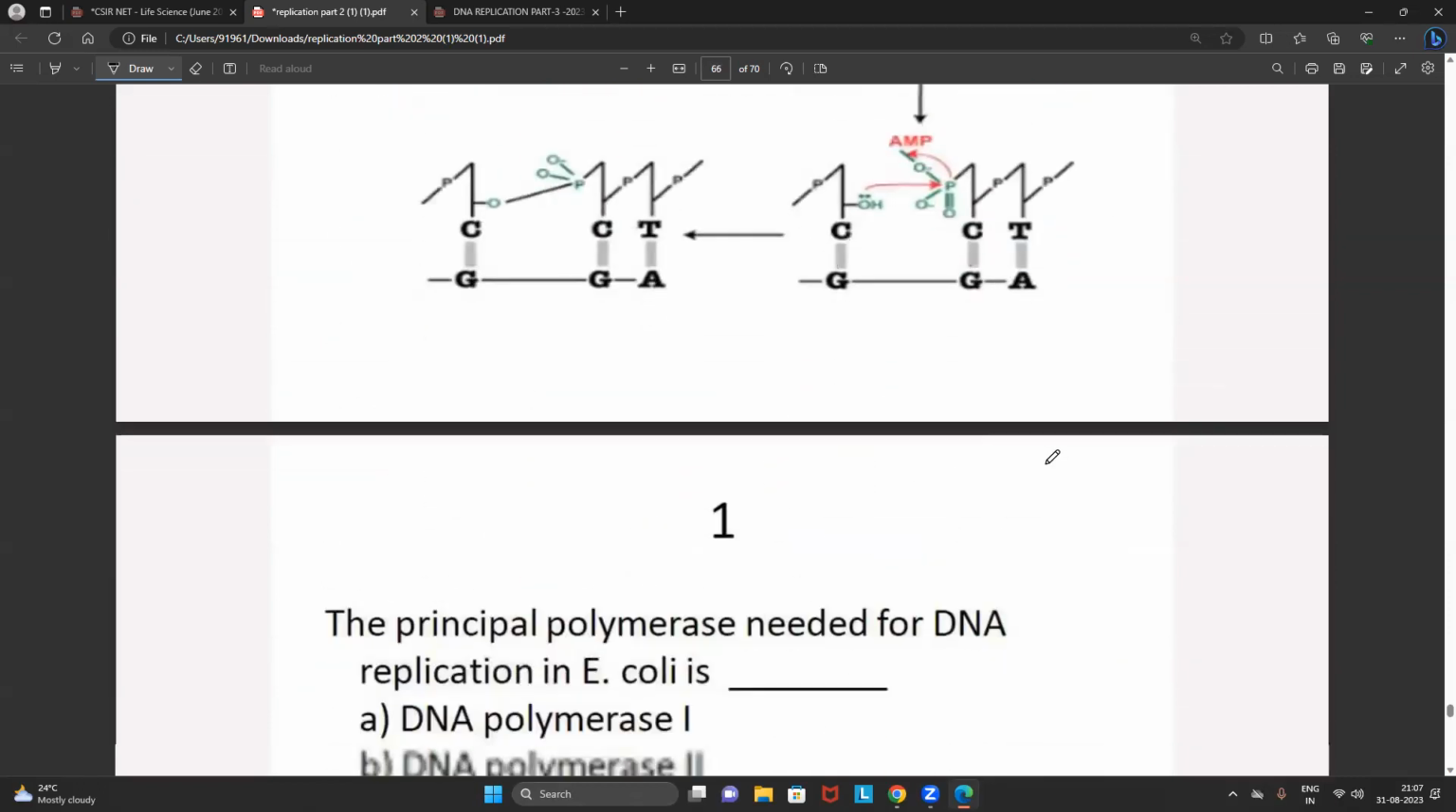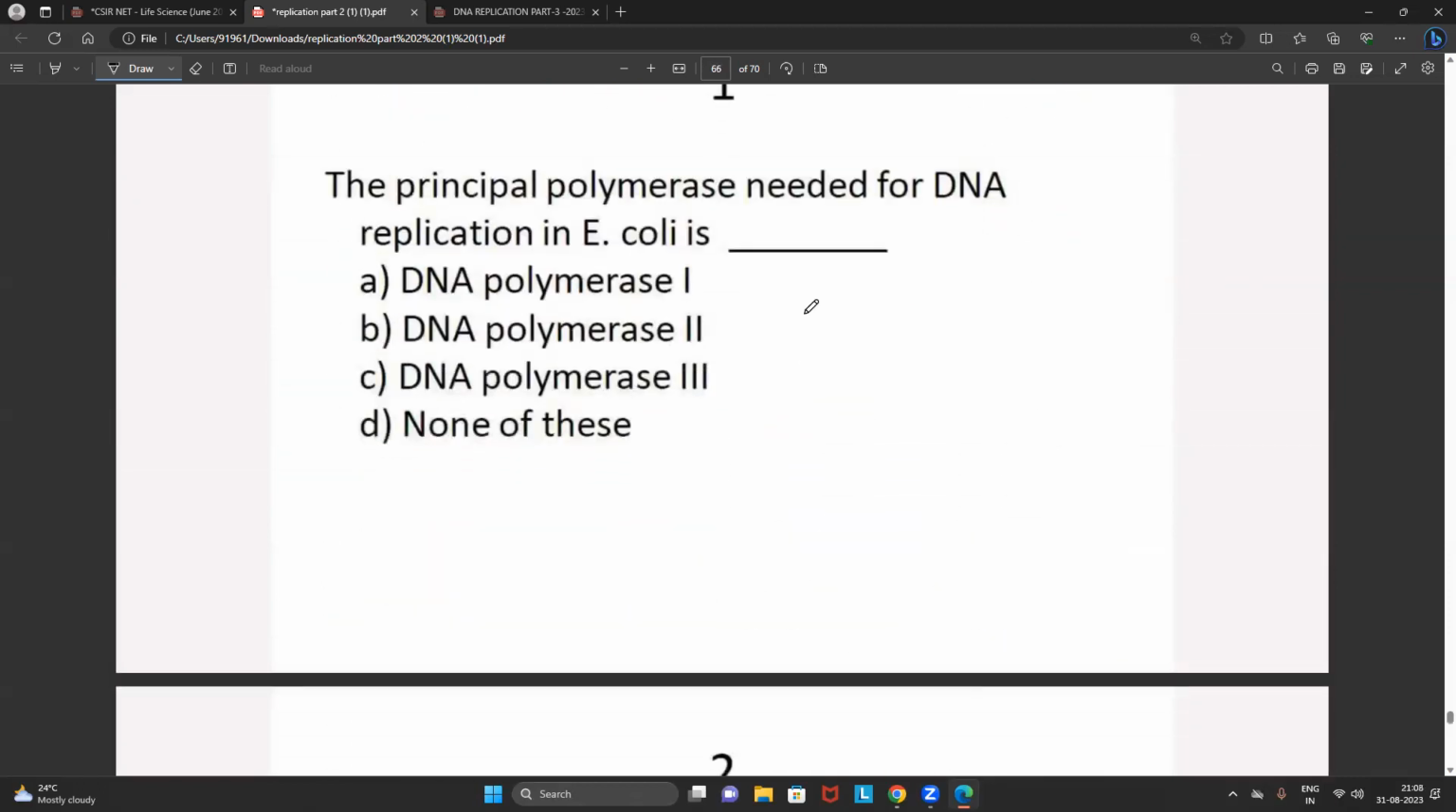Okay. Every one of you quickly answer these questions very quickly. The principal polymerase needed for the DNA replication is? The principal polymerase involved in the DNA replication is? Friends, there is no doubt. I have to go a little faster, then only we can do it. So everyone knows, right? Okay, that's good. It is polymerase 3.